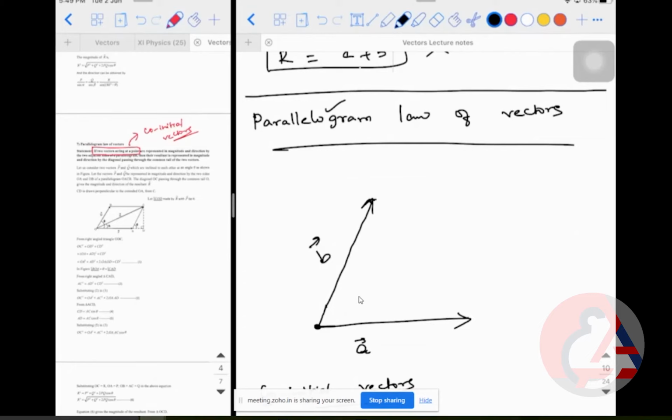What construction I'm going to do is, I will consider a vector which is parallel to A vector, of the same magnitude. I'm repeating it again. I'm considering a vector which is in the same direction as that of A vector and the same magnitude as that of A vector. So what will be the technical name of that vector?